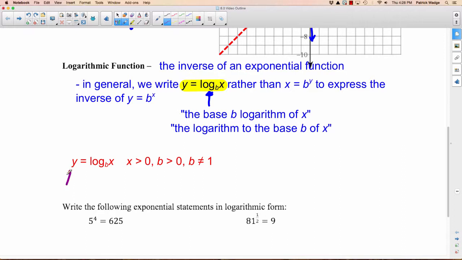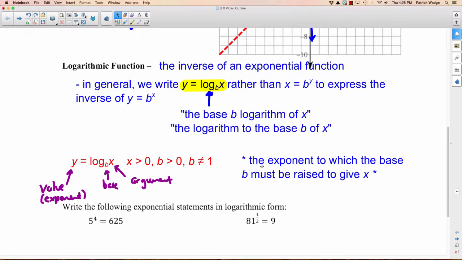Okay, let's name these things for you. This y value, whatever value you have there, is called the value, but the best way to probably think of it is as the exponent. When you're talking about logarithms, you're talking about an unknown exponent that you're trying to figure out. The b here is, just like the letter would indicate, the base, and the x is called the argument. So as I said, with the value, also think of it as the exponent. Think of the logarithm as the exponent to which the base b must be raised to give x.